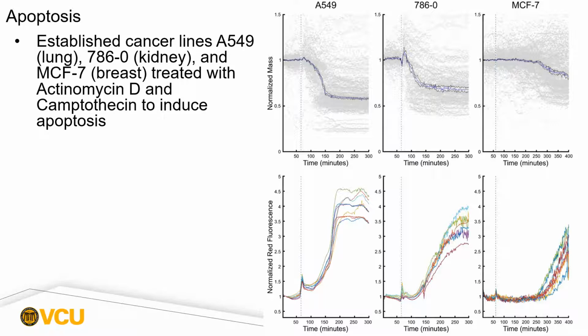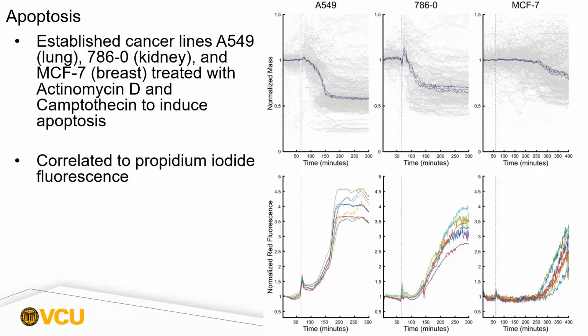To explore apoptosis and cell death, we looked at 3 cancer cell lines: a lung, kidney, and breast cancer line. We treated each line with actinomycin D and camptothecin to induce apoptosis. We then correlated biomass signatures, which you can see on top, with a fluorescence signal of propidium iodide. So when the cell membrane becomes permeable during the process of apoptosis, propidium iodide is allowed into the cell and then intercalates with DNA and fluoresces.